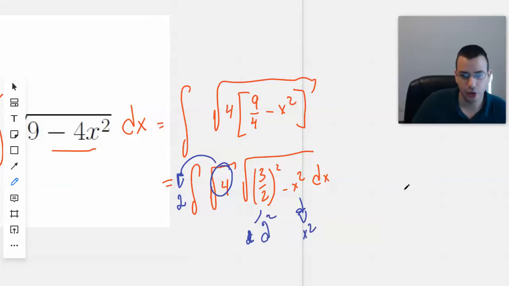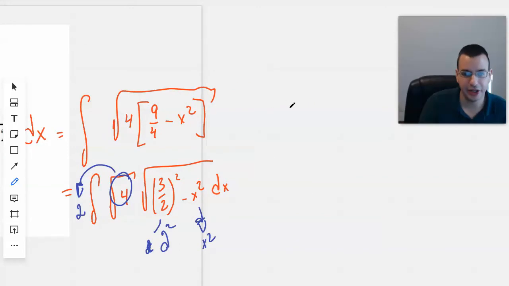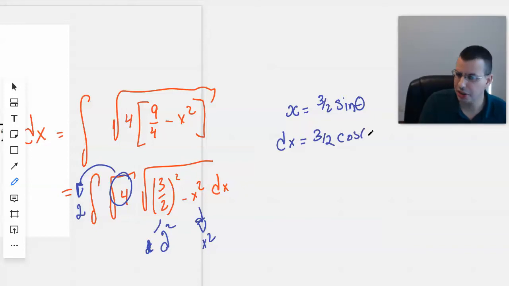And so we will go with the idea of x equals a, which in this case is 3/2, sine of theta. Therefore, dx equals 3/2 cosine theta d theta. Okay.